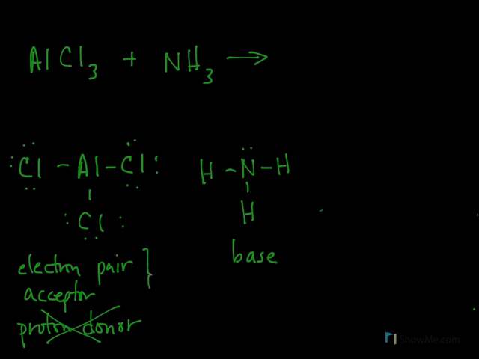But still, this is a definition of an acid also. This is termed a Lewis acid. A Lewis acid is an acid that will accept a pair of electrons. It does not have to be a proton donor. So it will accept the pair of electrons. So it will accept this pair of electrons from the nitrogen.